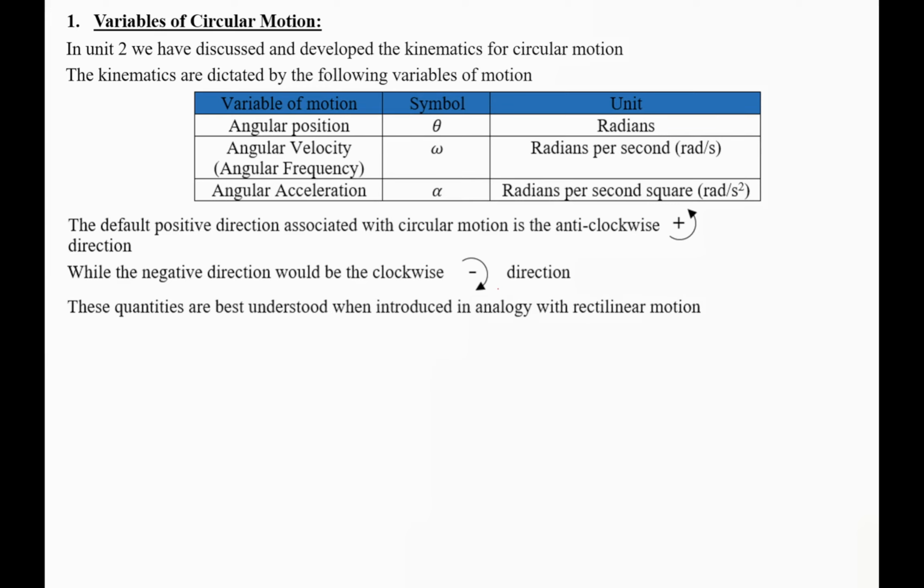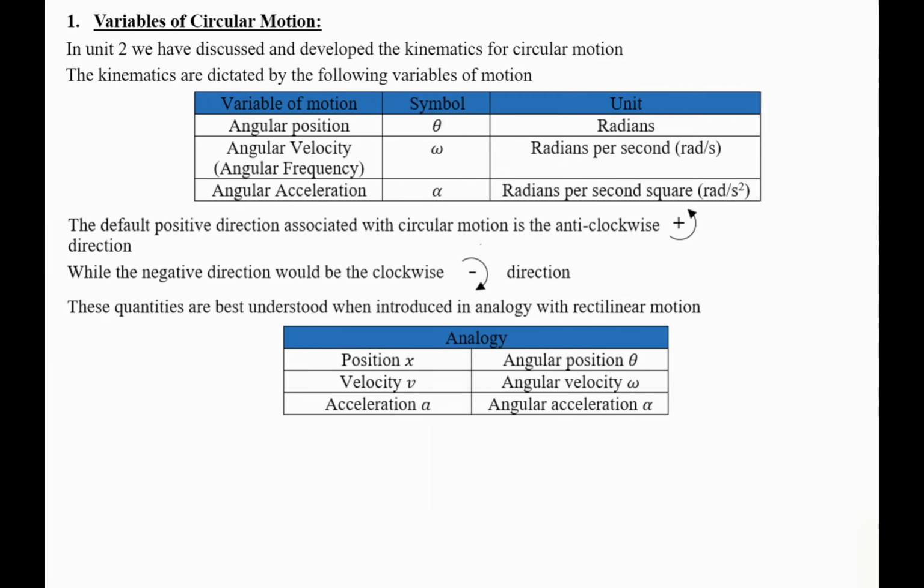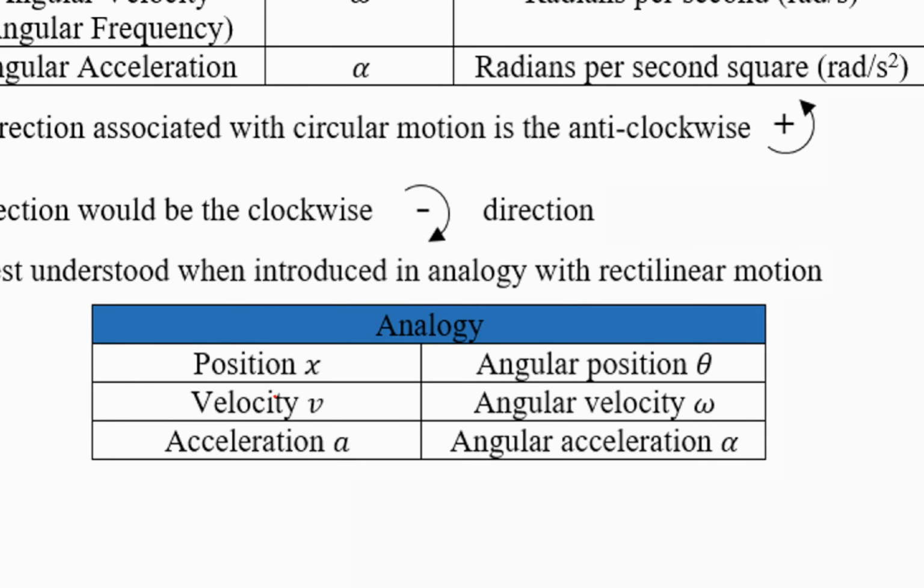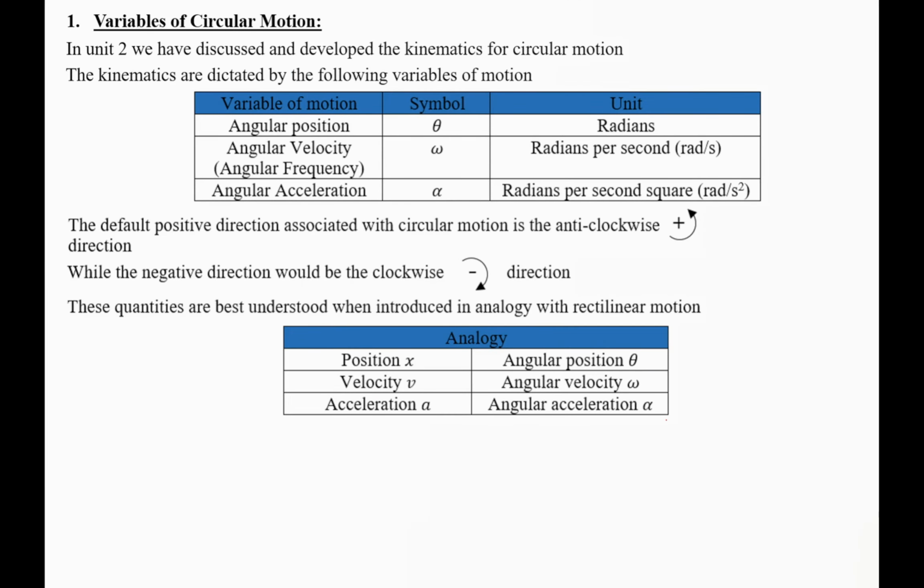These quantities are best understood when introduced in analogy with rectilinear motion. So always remember that theta is in complete analogy with x, omega, the angular velocity, is in complete analogy with v, and alpha is in complete analogy with a. That is meters per second squared for a, radians per second for omega, and radians per second squared for alpha.